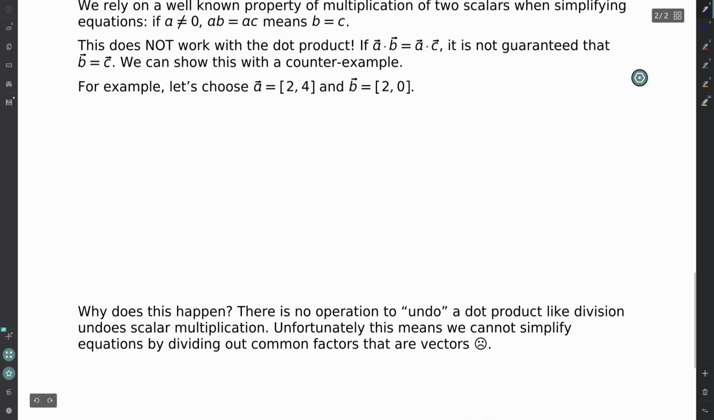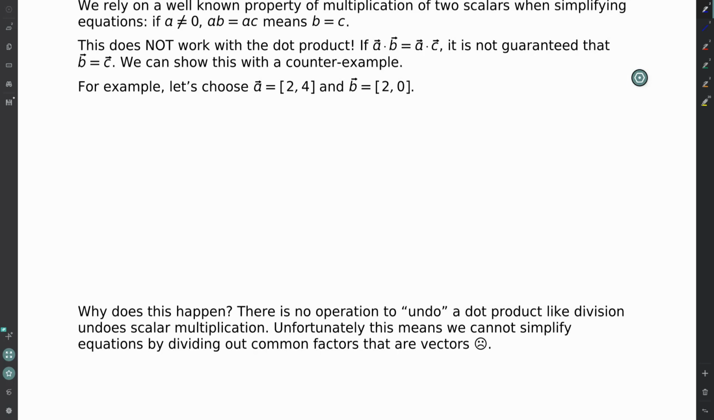If we have a dot b equals a dot c, it is not necessarily true that b equals c. Obviously, if b is equal to c, then the equation is true, but that equation being true does not guarantee that vector b equals vector c. So we can show this with a counterexample. Let's choose, sort of randomly, vector a equal to (2, 4) and vector b equal to (2, 0).